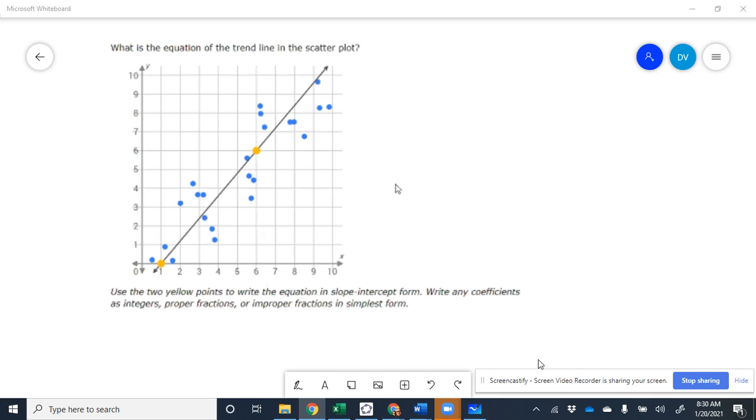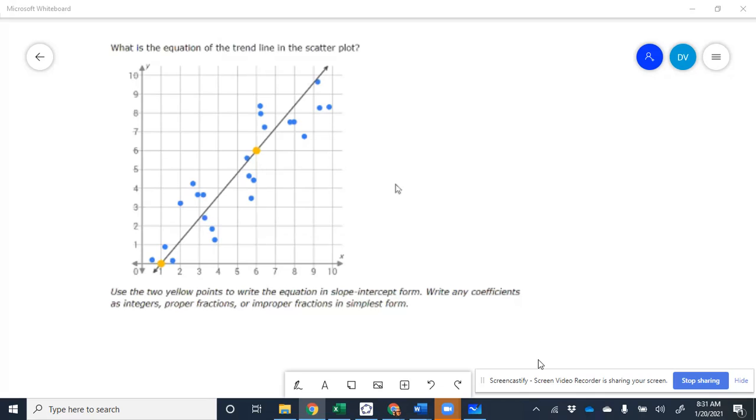Okay, this line of best fit, the black line here, is what they're asking about that says, what is the equation of the trend line? Or again, it's often called the line of best fit. And we're going to use those two yellow points. Now you're right, you said the slope was 6/5, but let me show everybody else how you got that.